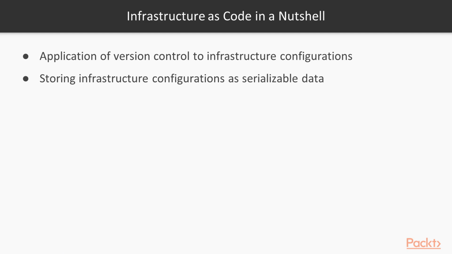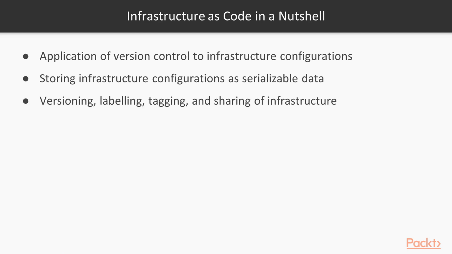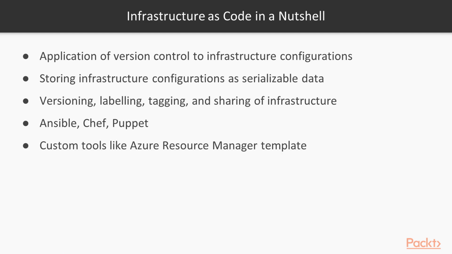This means that the overall profile of your infrastructure, which is deployed on the cloud or on premises, is stored as serializable data such as JSON or YAML files. It enables your operational teams to version, label, tag, and share the infrastructure within the team or within the organization. This also enables you to store an active state of your infrastructure so that you can roll back to a previously deployed state in case you ever find some issues with the current deployment state. There are many tools available to perform these actions such as Ansible, Chef, Puppet, and even custom tools available from a specific vendor such as the Azure Resource Manager.